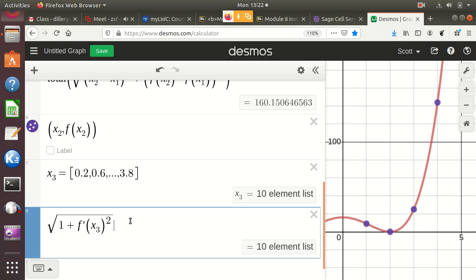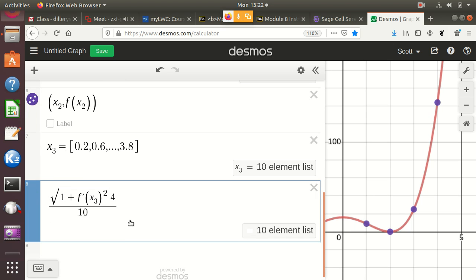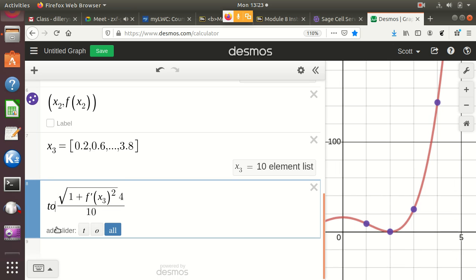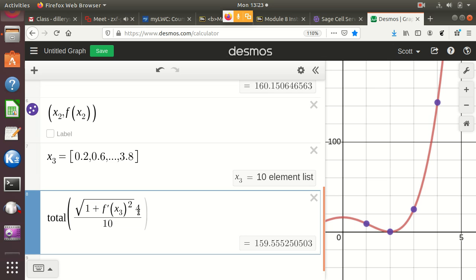And now each one of those needs to be multiplied by delta x. Okay, and I can either write 4 over 10 or 0.4 or something like that. So here's my delta x, 4 divided by 10. And there's my 10-element list, but now if I toss total in front of that whole thing and open parenthesis, I get 159.55, which actually surprised me.